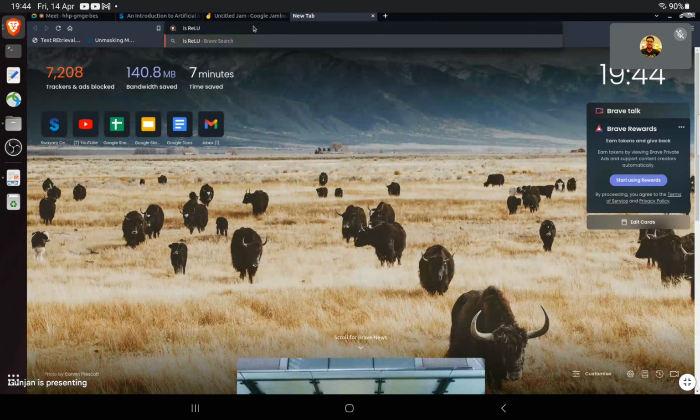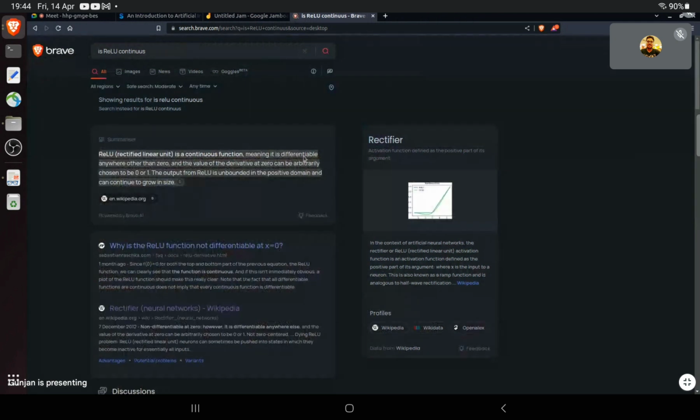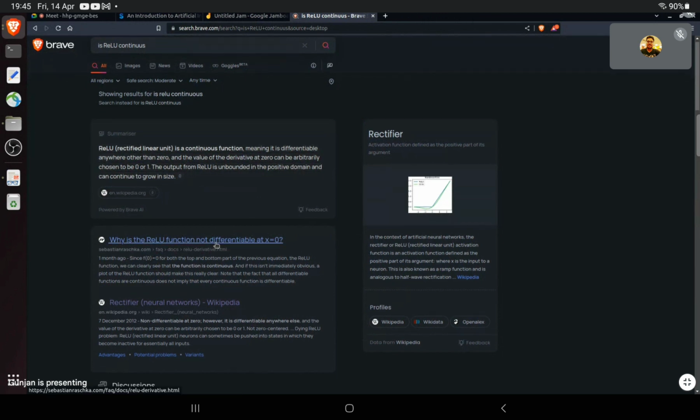No, no. Continuous means that there is no break, like never lifting the pen up. Every differentiable function is continuous; that's what the theorem says. Every continuous function is not necessarily differentiable. What does the professor say in class? He doesn't say anything about this. So ReLU is a continuous function, meaning it is differentiable anywhere other than zero, and the value of the derivative at zero can be arbitrarily chosen to be zero or one. The output from ReLU is unbounded in the positive domain and can continuously grow in size. So why is C not true?